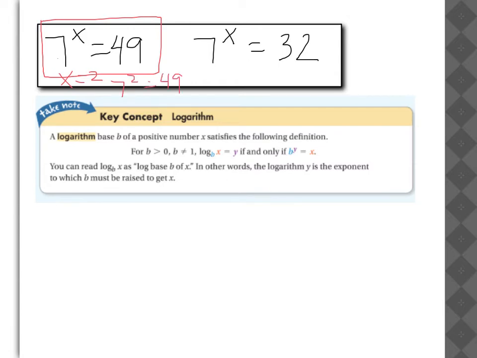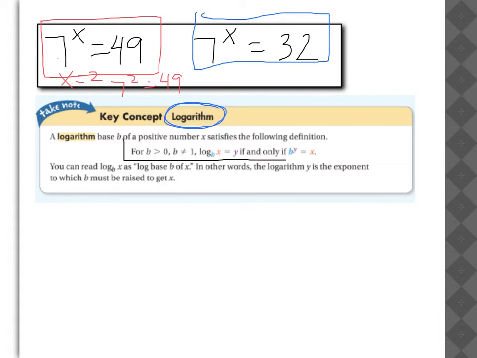Well, that's true. However, what if I had a problem like this? 7 raised to the x is equal to 32. Now, that's not going to be a whole number. So that's where we have to have an inverse for your exponent. So the inverse for an exponent is a logarithm. And so first today we're going to just talk about the basics of logarithms: how you can rewrite a logarithm into an exponent and an exponent into a logarithm.